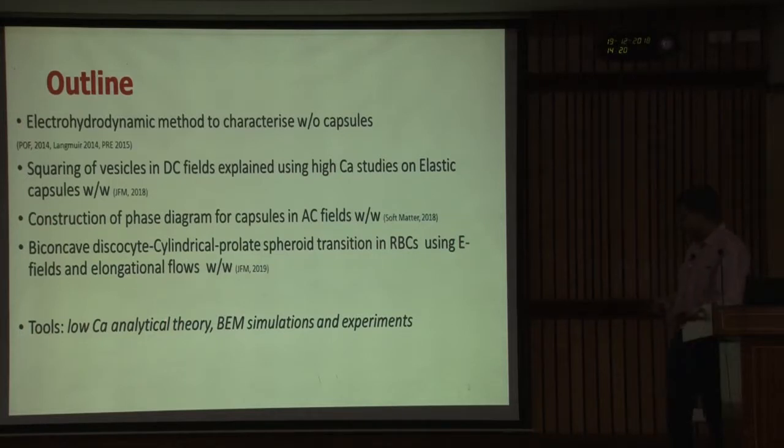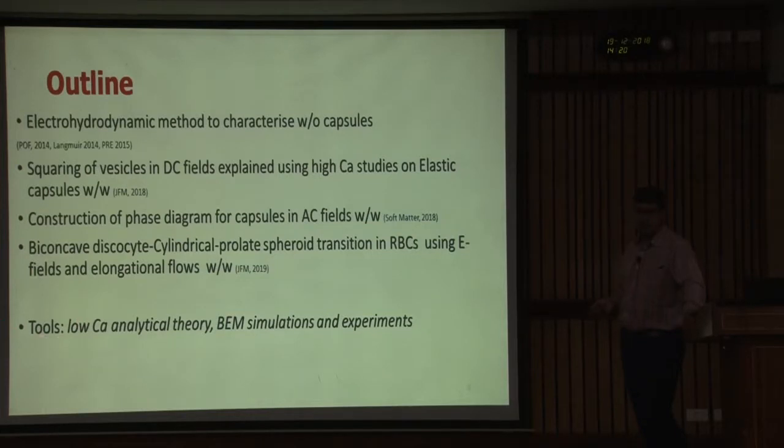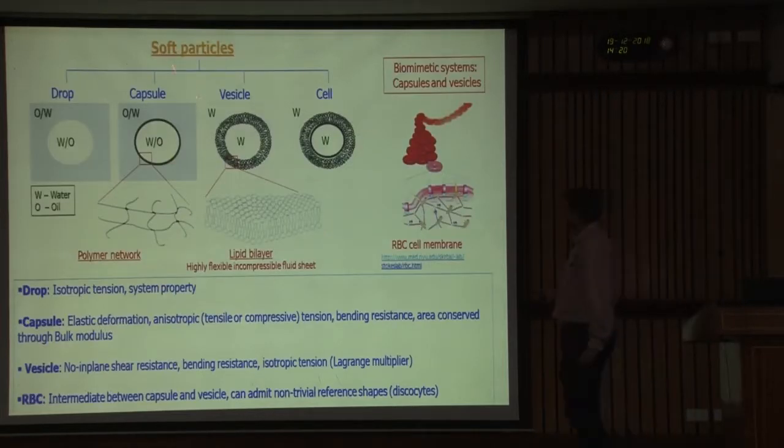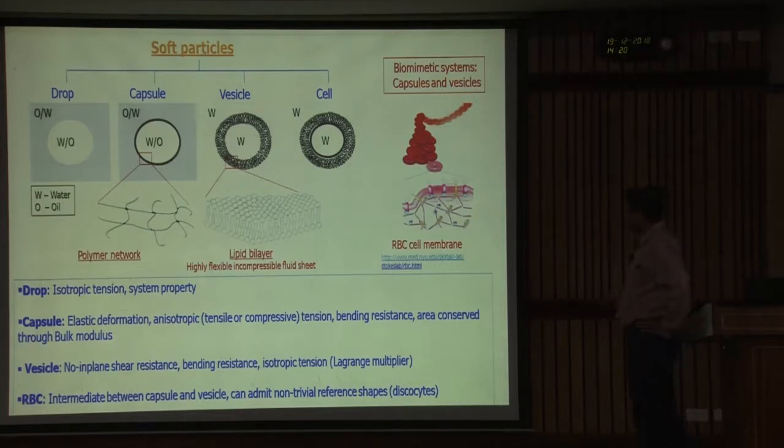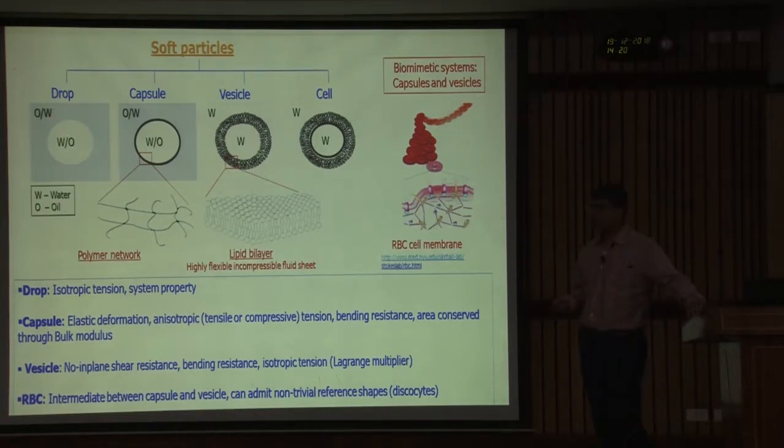So, the tools I typically use are analytical theory using spherical harmonics, low capillary number asymptotic expansion. I do boundary element simulations and a few experiments. So, the theme of my group normally is to look at spherical, deformable objects under electric field, which I classify as drops, capsules, vesicles, and cells, and they differ predominantly in the way they resist normal deformation. For example, a drop has an intrinsic interfacial tension.